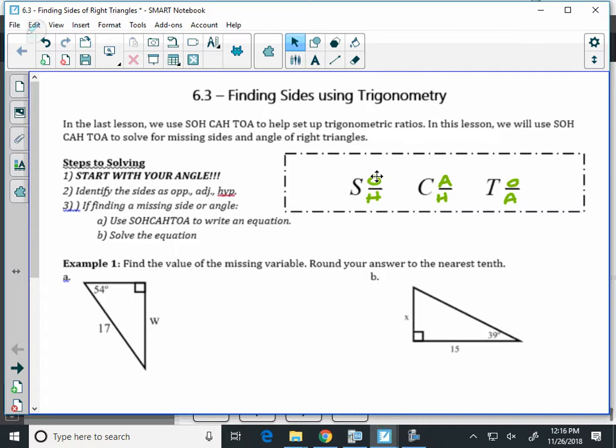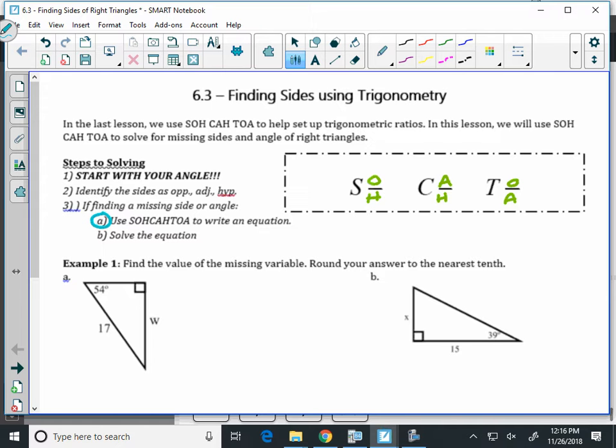Okay. Here's the steps for solving. First thing you're going to do is start with your angle. They're going to give you an angle, right? And it's never the 90-degree angle. It's always an acute angle. They give you a measurement, and that's the one you start from. So whatever angle they give you a measurement for, that's what you're using. Once you get your angle, you're going to identify your sides as opposite, adjacent, and hypotenuse, just like we've been doing. And then you're going to use that information to set up an equation using SOHCAHTOA, and then solve that equation.